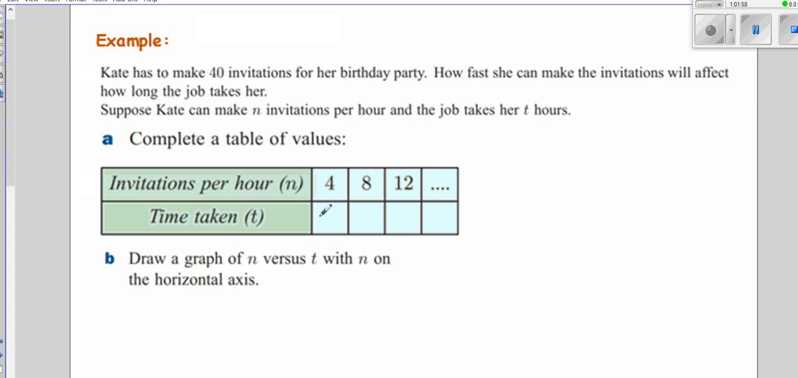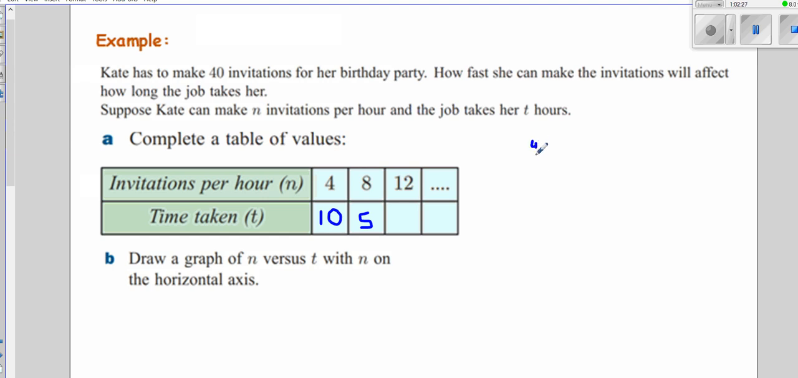So try to think, 4 per hour, it's going to take her 10 hours, because 10 times 4 will make 40. If she can make 8 invitations per hour, and she needs to make 40 invitations, how many hours will that take her? 8 times 5 will give her 40. If she can make 12 invitations per hour, how many hours is that going to take her? It's going to take her 40 divided by 12.